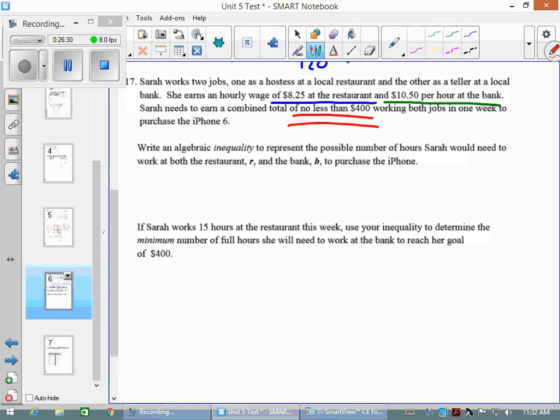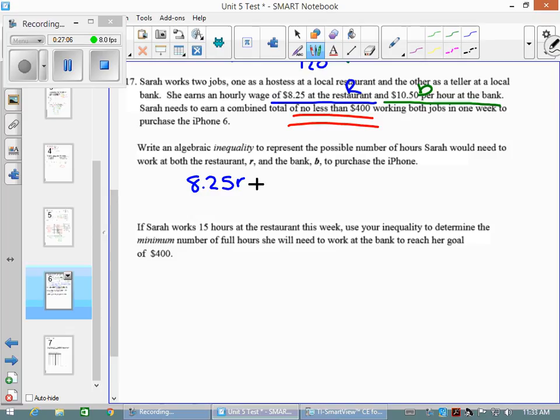to work at both the restaurant, which they're telling you is R, so I'll put an R here to represent my restaurant, and the bank, which they are telling you is B, so that we can purchase this iPhone. So if I want to write an inequality, well, she's making $8.25 at the restaurant, so I'm going to put my $8.25. $8.25 is how much she's making at the restaurant, and I'm going to add that to how much she makes working at the bank, which is $10.50.